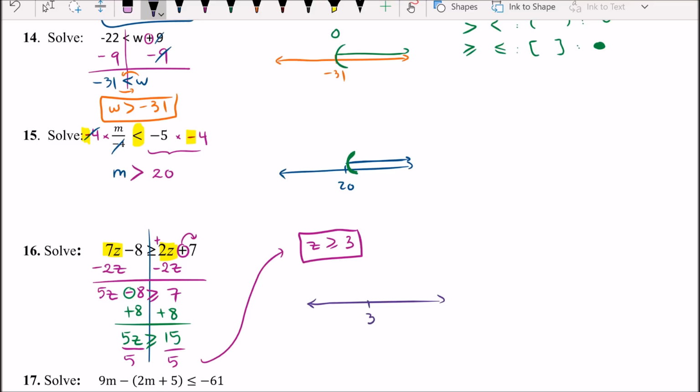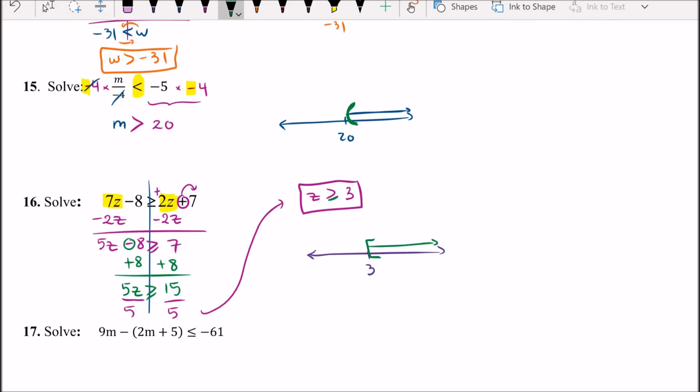Alright, so we graph this. Here is my 3. Greater than 3, we're going to go to the right side. And since there's an equal sign this time, it's going to be a bracket. Okay, that is the graph of number 16.